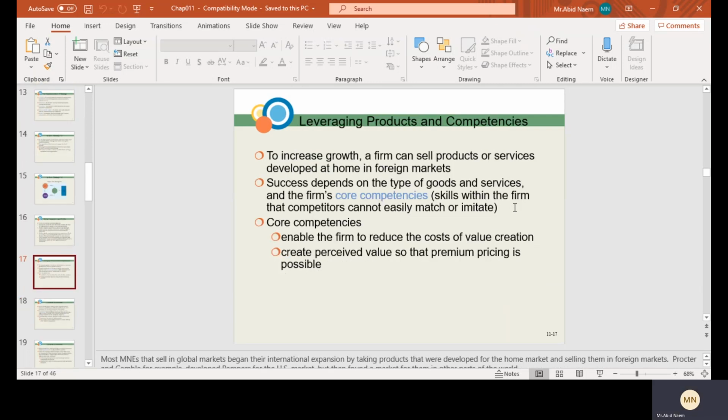Okay. Now, how can a company gain by leveraging product and competencies to increase growth? A firm can sell products or services developed at home in foreign markets. Success depends on the types of goods and services and the firm's core competencies, which should include but not be limited to skills within the firm that competitors cannot easily match or copy or imitate. That will be your core competency, which will help you in selling your products in foreign markets. Core competencies enable the firm to reduce the cost of value creation and create perceived value so that premium pricing is possible.